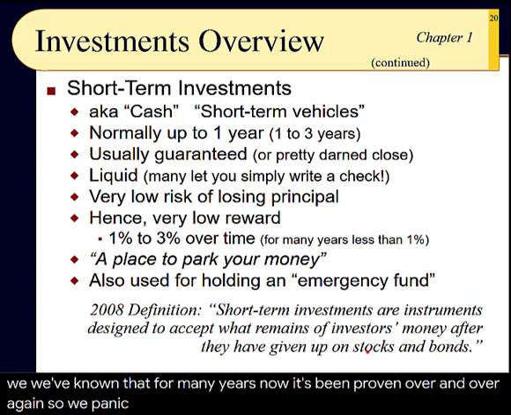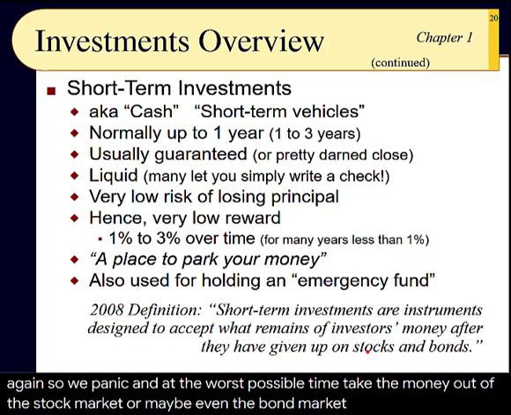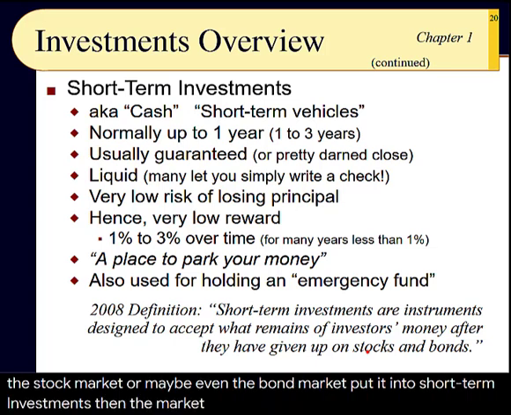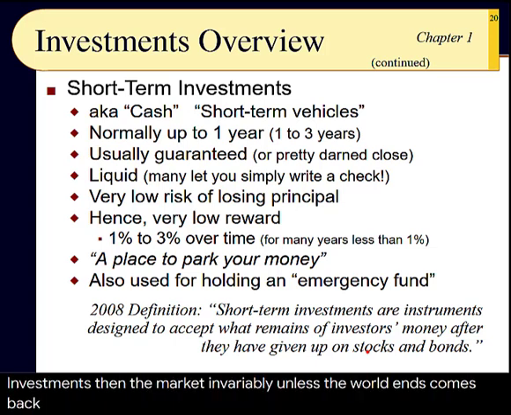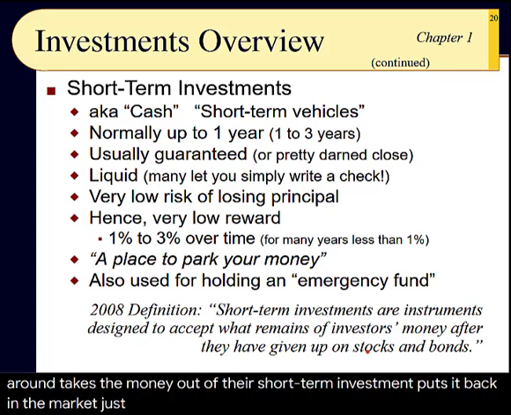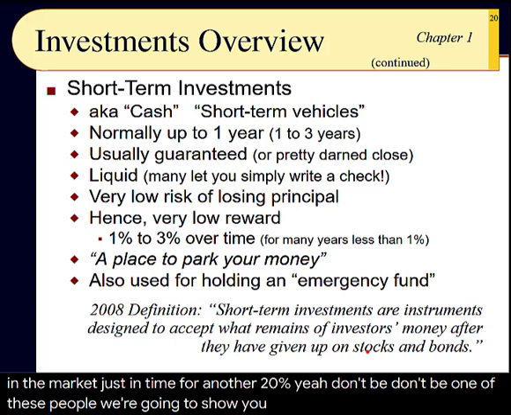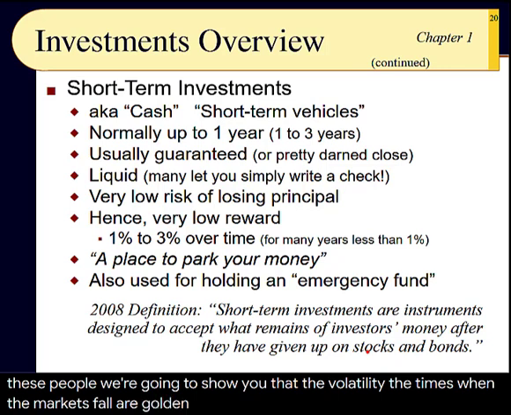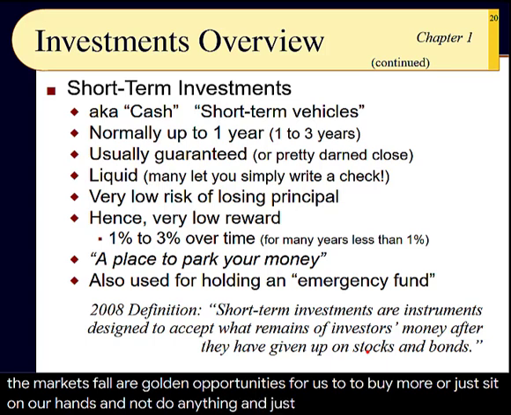So we panic, and at the worst possible time, take the money out of the stock market, or maybe even the bond market, and put it into short-term investments. Then the market invariably, unless the world ends, comes back and goes up 50%, and our hapless investor turns around, takes the money out of their short-term investment, and puts it back in the market just in time for another 20%. Don't be one of these people. We're going to show you that the volatility, the times when the markets fall, are golden opportunities for us to buy more, or just sit on our hands and not do anything and just wait for it to come back.